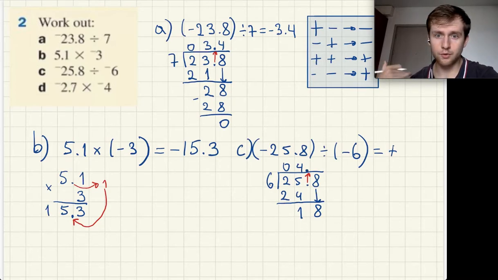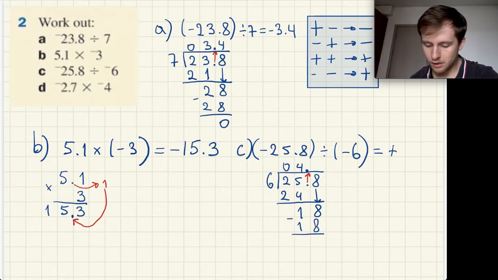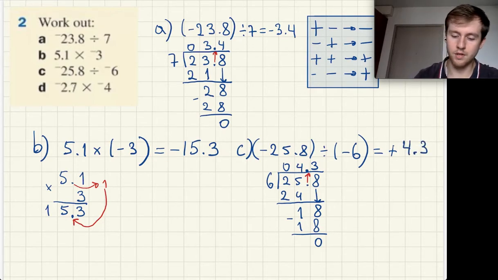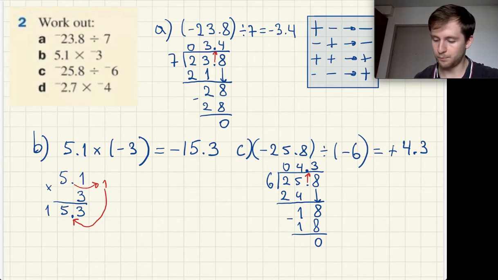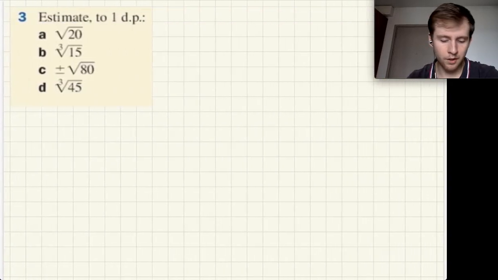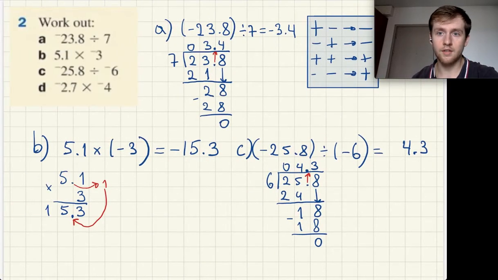18. So 6 fits into 18 3 times. 18 minus 18 would be equal to 0. So 4.3 is the answer. A positive 4.3. Again, this plus is not necessary. Okay, that's it for number 2. Again, take a look again, please. You can try to do D as your homework for a little bit of practice on this topic.